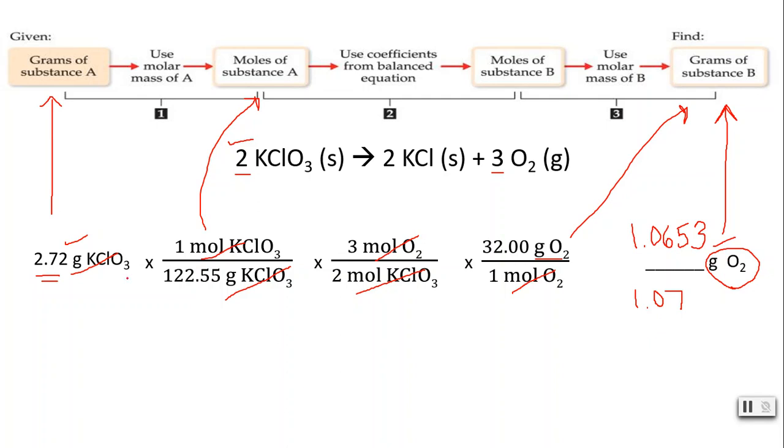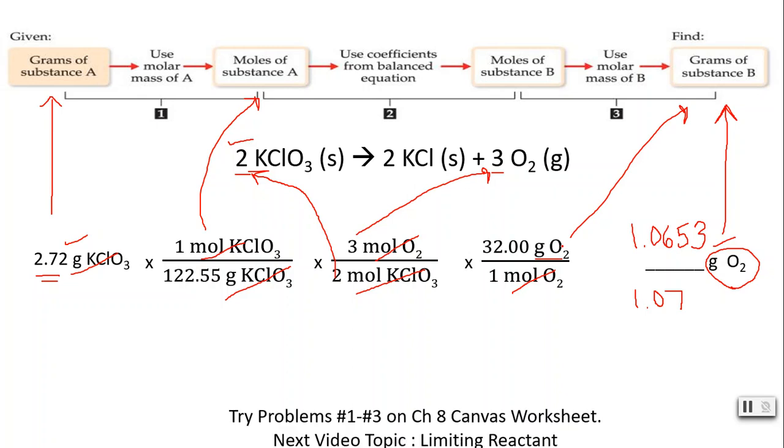And I found that by first converting my grams to moles using the appropriate molar mass, going from moles of that substance to moles of the substance that I'm looking for using the coefficients of the balanced chemical equation. And then I went back to grams of the product I'm interested in by using its molar mass. Okay? So that's how you attack a problem like this.